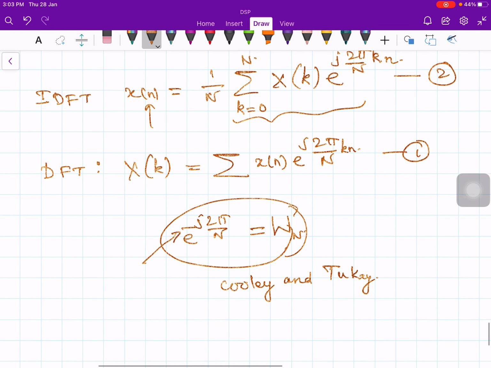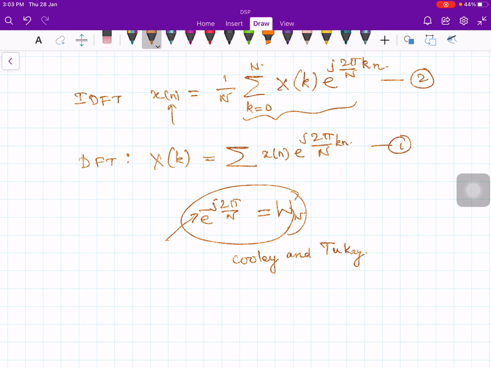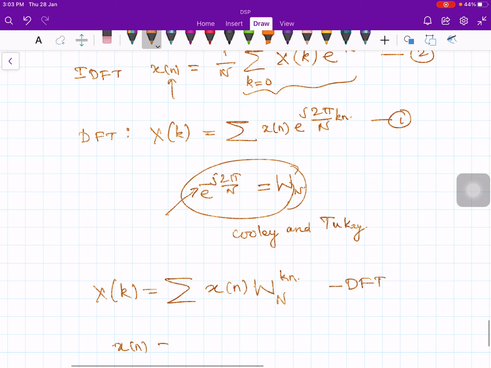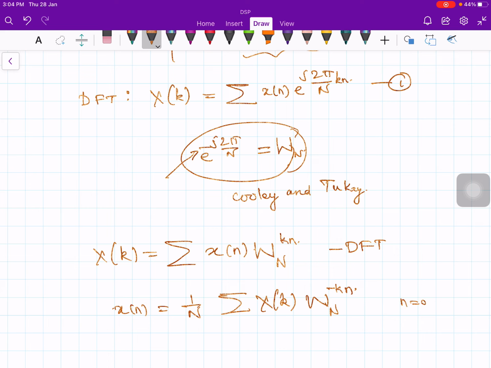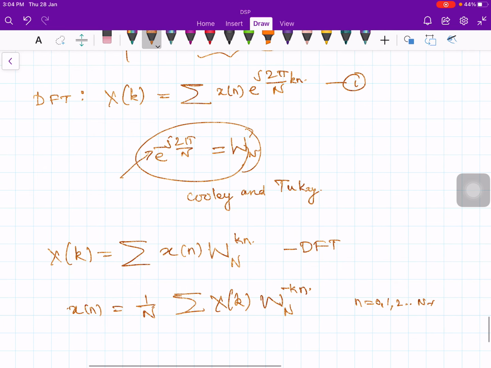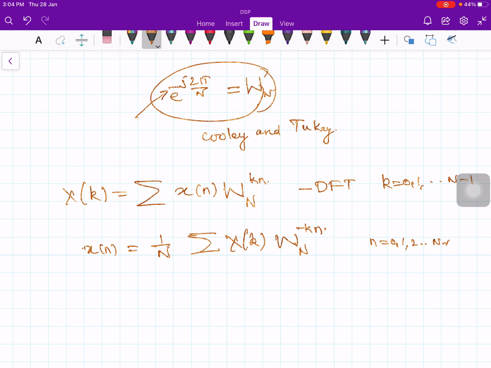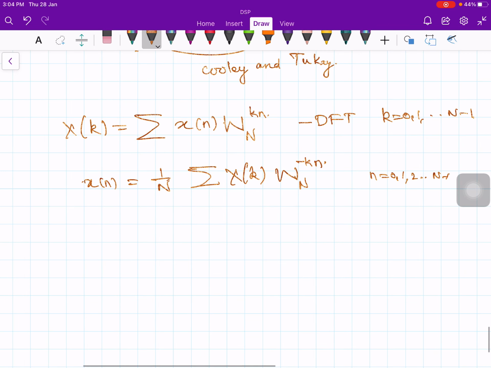Now how will equations 1 and 2 vary by using this notation W suffix N? Your x of k is equal to summation of x of n W_N to the power kn. So this is the DFT. Small x of n is equal to 1 over N summation of x of k W_N to the power minus kn. Here n is equal to 0, 1 up to N minus 1. In this equation k is equal to 0, 1 up to N minus 1. So this is a complete description of a finite length sequence, either in the time domain or in the frequency domain.